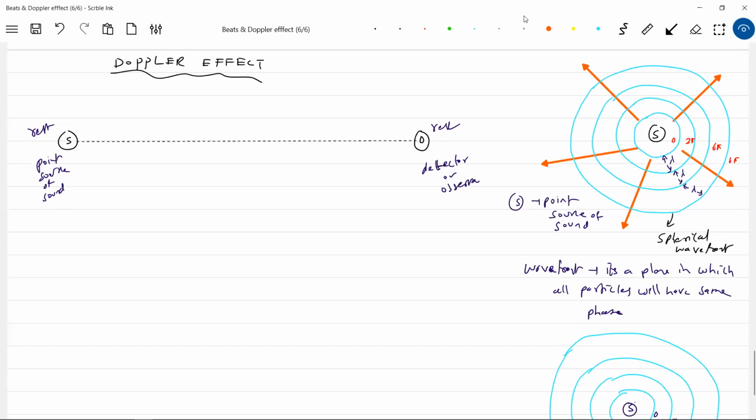If the source is far away, how will this spherical wavefront appear? Like a plane wavefront. If the waves are coming from far away, the wavefronts become like plane wavefronts. If the waves are coming from far away, you can treat them as a plane wavefront.